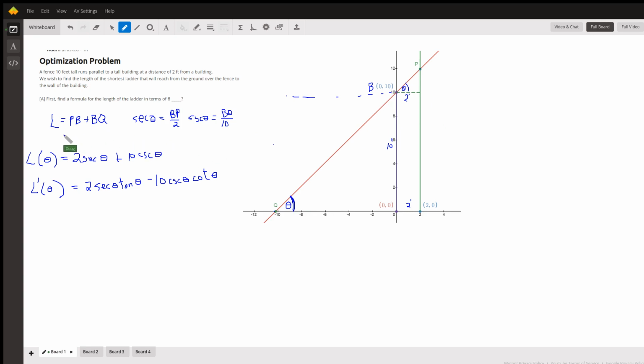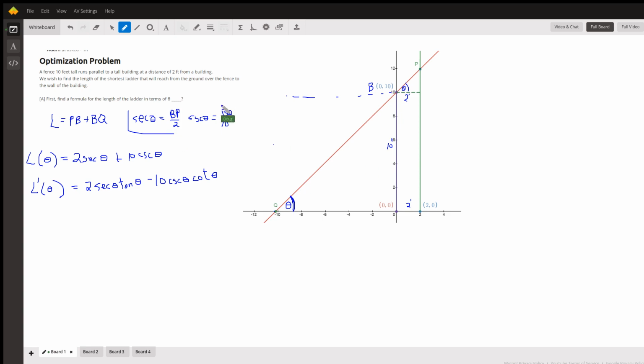So we can set up, first of all, the length of the ladder using these letters P, B, and Q is PB plus BQ. And then we can recognize that using this little triangle right here, the secant of theta is equal to BP over 2, because secant is the reciprocal of cosine. And in this triangle down here, the cosecant of theta is BQ, this part of the ladder, over 10.